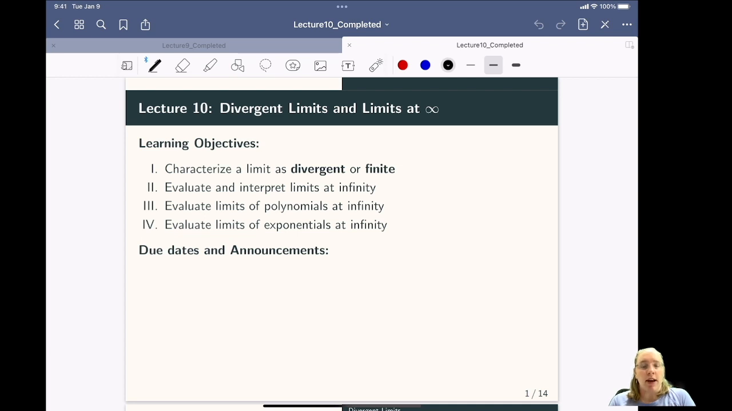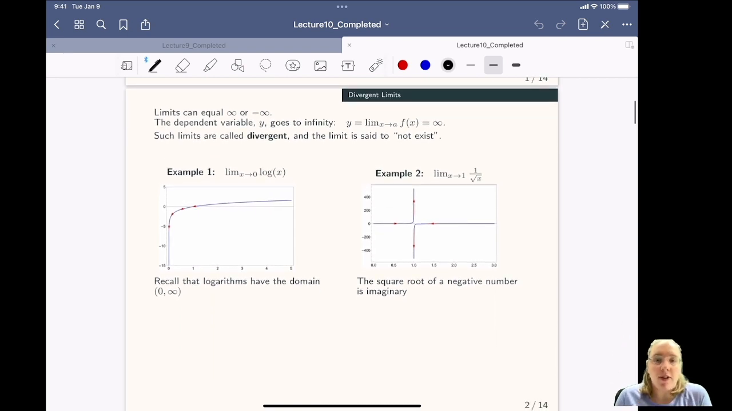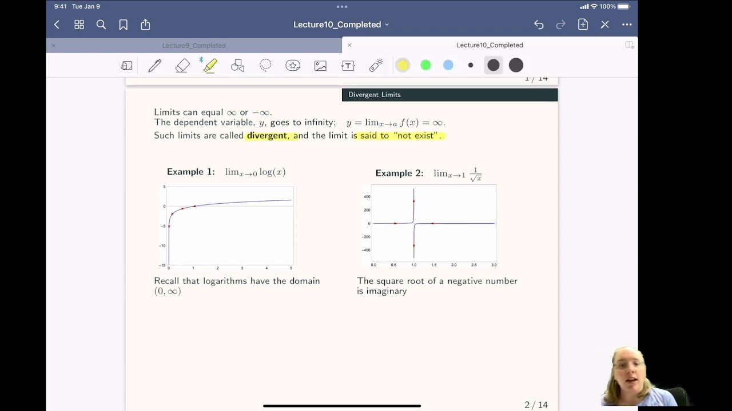In this lecture, we'll go back and review divergent limits, and we'll also talk about the case where you're taking the limit as the independent variable goes closer to positive infinity or to minus infinity. All right, so first of all, some review of divergent limits. A limit is called divergent and is said to not exist if it approaches plus or minus infinity.